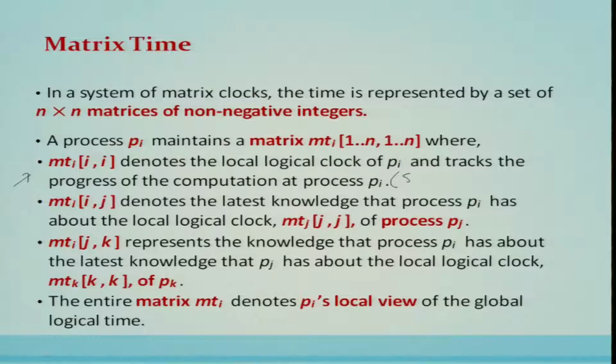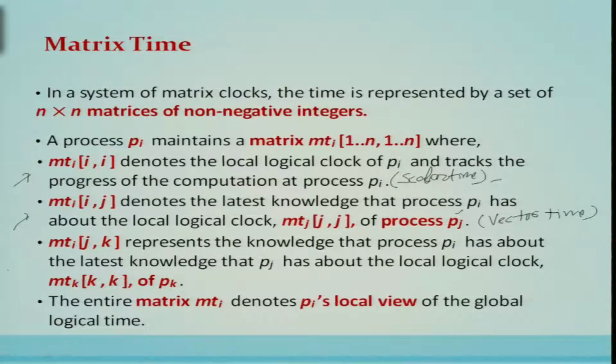So it is going to be working like a scalar time, like we have seen in the scalar clock. The other component, MTi[i,j], denotes the latest knowledge process Pi has about the local logical clock of process Pj. So that means this particular aspect will give you something called vector time. The notion of a vector time is given here in this case.